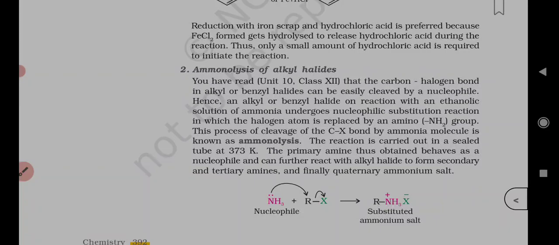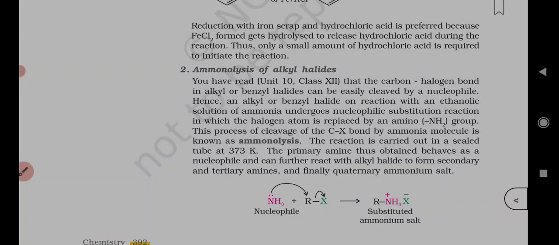Ammonolysis has the disadvantage of yielding a mixture of primary, secondary, tertiary, and quaternary ammonium salts. However, primary amine is obtained as a major product by taking large excess of ammonia. If you take large excess of ammonia, then only you can get primary amine. The order of reactivity of halides with amine is RI greater than RBr greater than RCl.